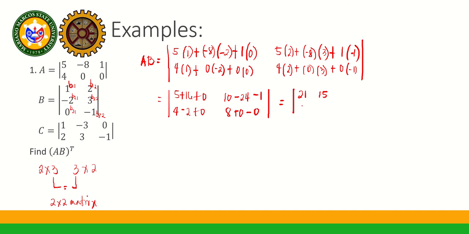And then 4 minus 2, that is 2. And then 8 minus 0, that is 8. Okay, so parang meron tayong mali dito. Okay, so yung mali pala is dito sa part na to.